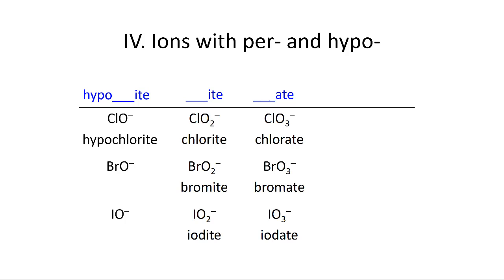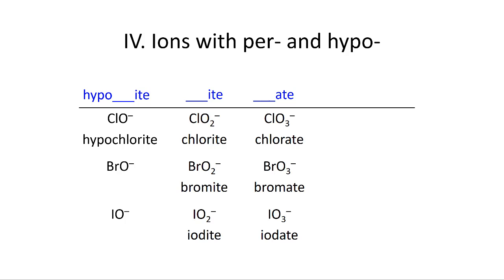Okay, so do you see the pattern? Starting on the right, chlorate has more oxygens. Chlorite has 1 fewer oxygen. Then hypochlorite has even 1 fewer oxygen than chlorite. I know this is confusing, but it is helpful that there is a pattern. It's also helpful that they all have the same charge.